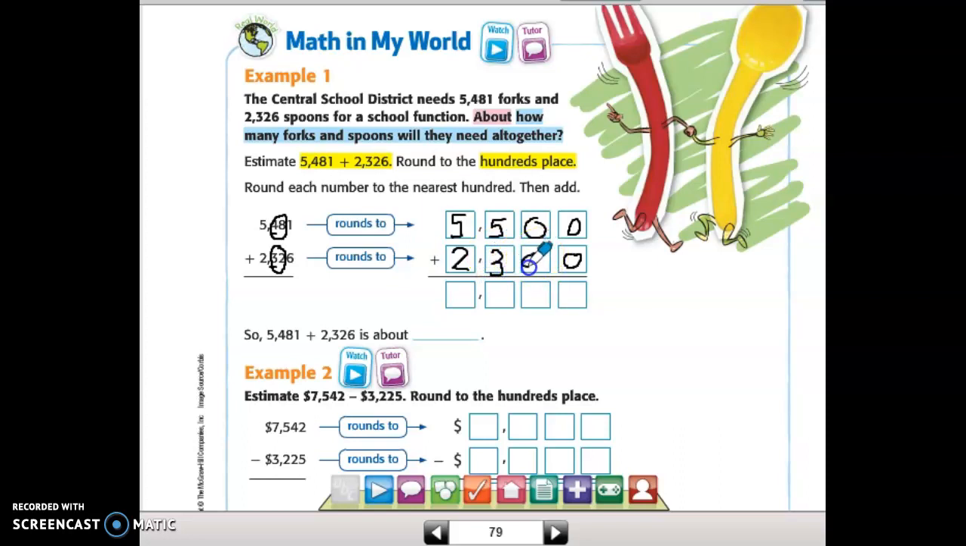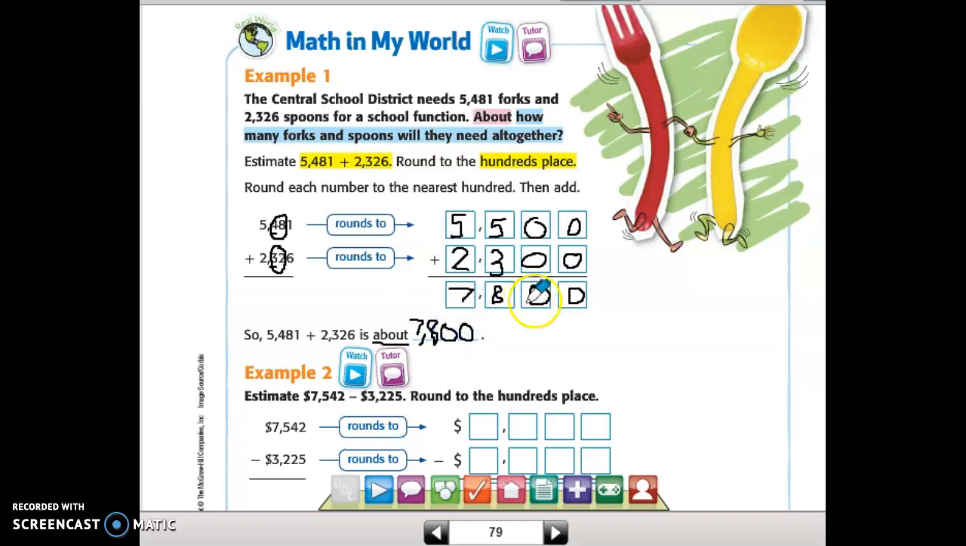So now we have a simpler equation to solve. Start with the ones, then move to the tens. 5 plus 3 is 8. And 5 plus 2 is 7. So 5,481 plus 2,726 is about 7,800, rounding to the place value that they told us in the problem.